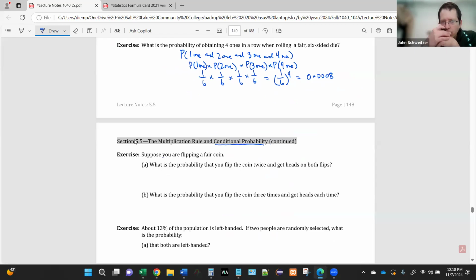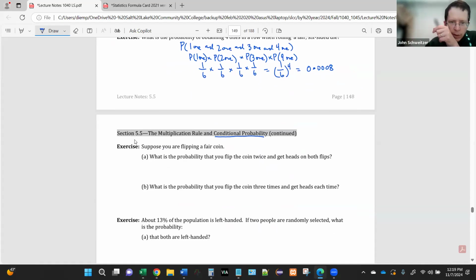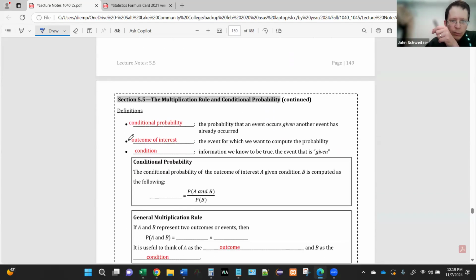And so what's conditional probability? Well, it's actually very much like a conditional distribution in a contingency table. So we're going to condition on some event happening. Oh, sorry, we're skipping this page. It's just more examples there.